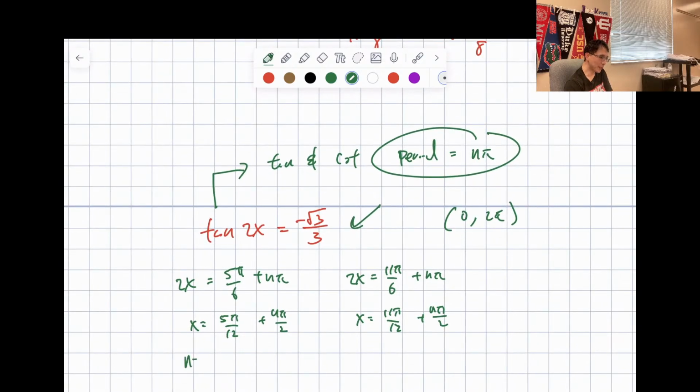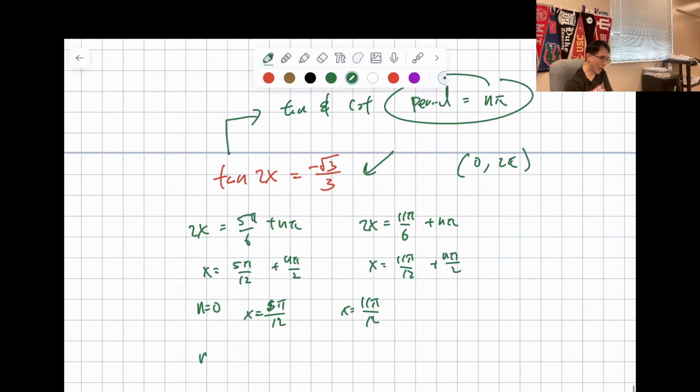So what happened? n is equal to 0. You got 5 pi over 12 and 11 pi over 12. That is the first two answers. Now what happened when n equals 1? Well, if you add 1, that means pi over 2. Pi over 2 is 6 pi over 12, which gives 11 pi over 12, which is a repeat. But this one is fun, because if you add that 6 on this one, it's going to be 11 pi, so 17 pi over 12. So you gain an extra one.